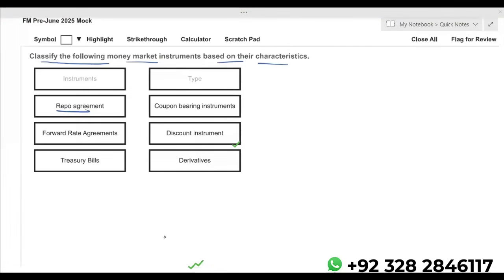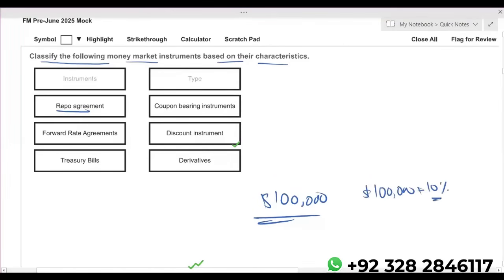What is a repo agreement, a repurchase agreement? For example, let's say I'm having a piece of land. I'm selling it for $100,000. That's very expensive, just assume. But with that, I'm making an agreement that after 1 year, or after 6 months, I will buy back this land from you at 100,000 plus 10%. That is a repo agreement, a repurchase agreement.